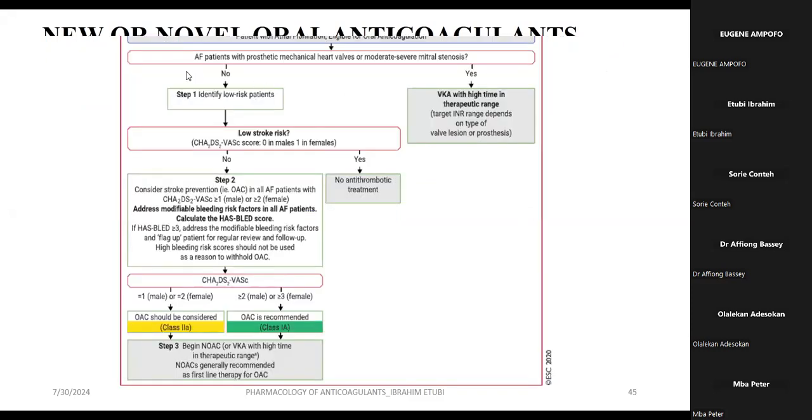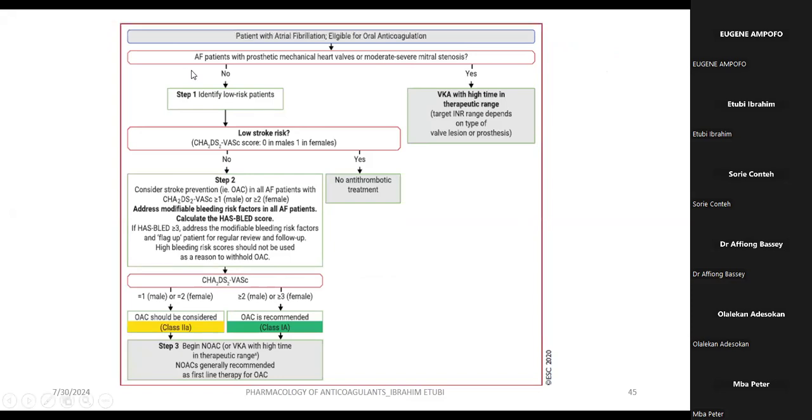So this shows that if you have AF patients with prosthetic mechanical heart valves or moderate to severe mitral stenosis, and the answer is yes, you go straight forward to use your VKAs. But if the answer is no, you then identify the risk of the patient.